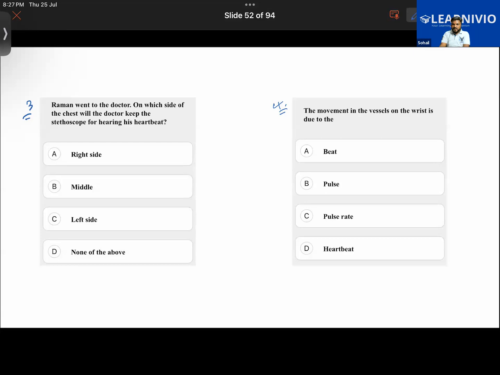Suleiman, Abu Bakr, Aman, what do you guys think of the answer for question number 4? No, Suleiman, both of them are not correct. Only one of them is correct. See, the movement in the vessels on your wrist is due to, as we have learned about the heartbeat, the beating of the heart. As your heart would be beating, it would be contracting and relaxing.